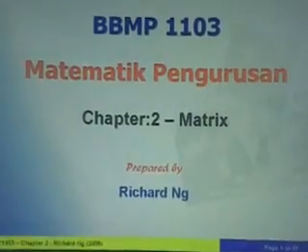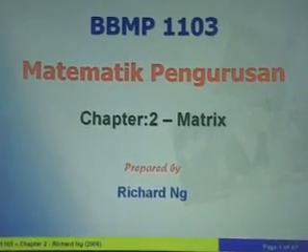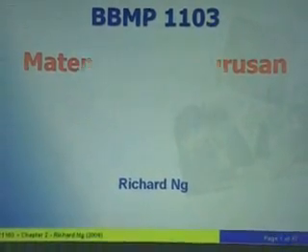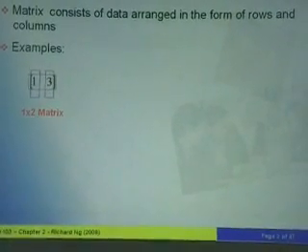Okay, in this video, I'm going to show you chapter 2 from the module. The title is Matrix. So first of all, let me explain what a matrix is. A matrix actually consists of data arranged in the form of rows and columns.